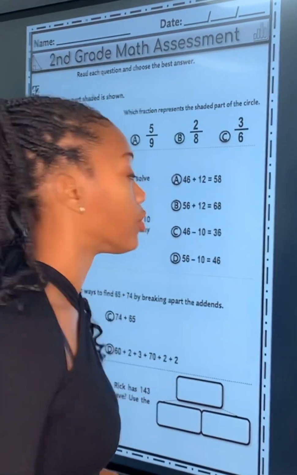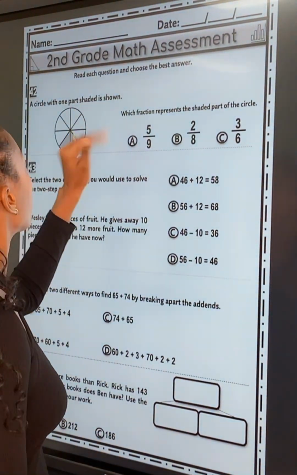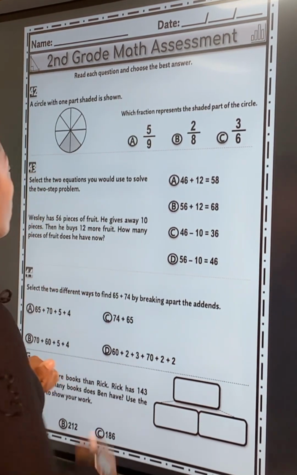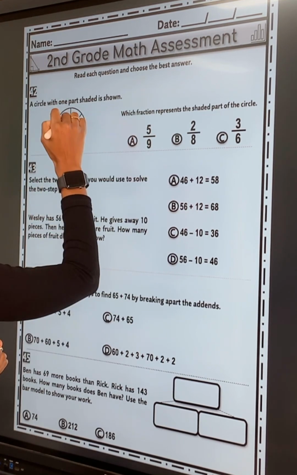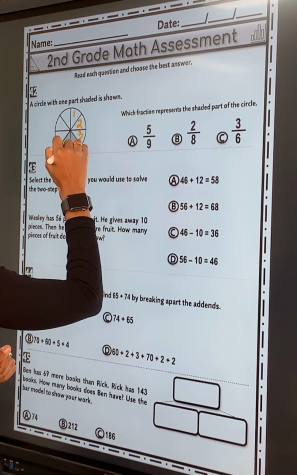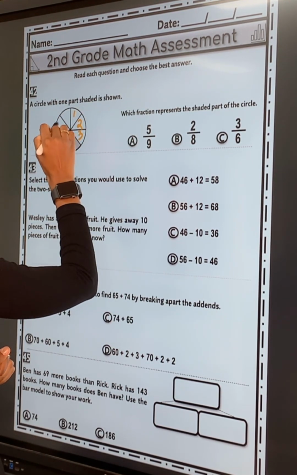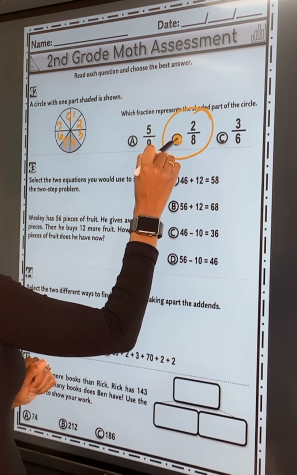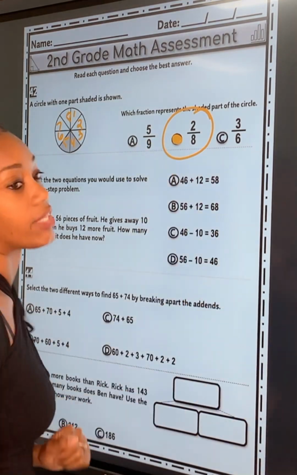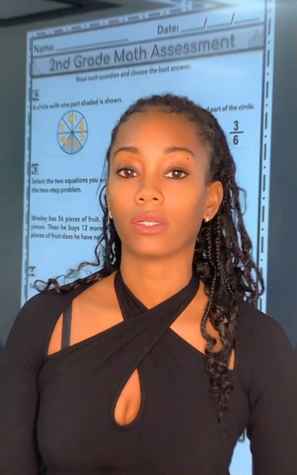Look at number 42. Number 42 says a circle with 1 part shaded is shown. I have a circle and 2 parts in it are shaded. And we have 1, 2, 3, 4, 5, 6, 7, 8. So we have 2 out of 8 that are shaded for this particular fraction.